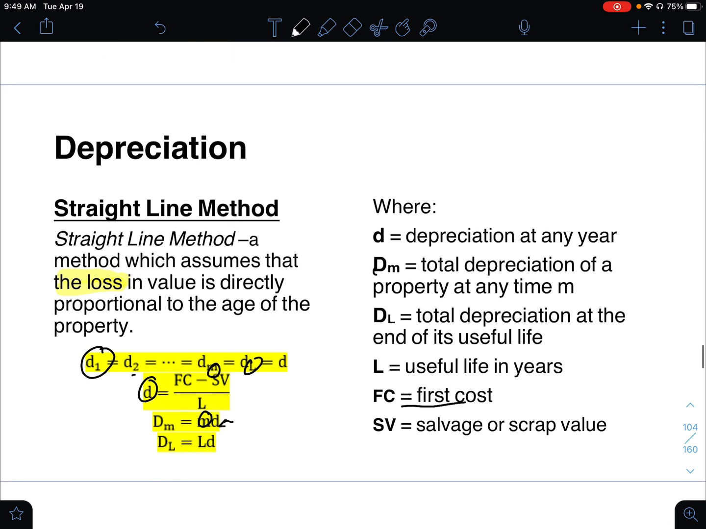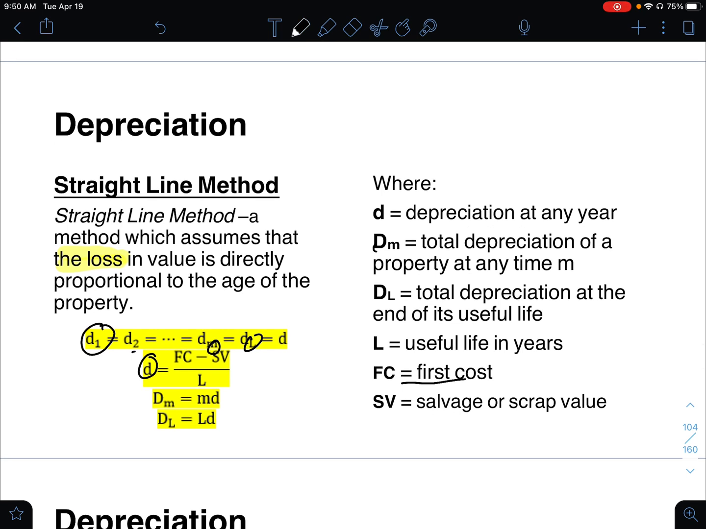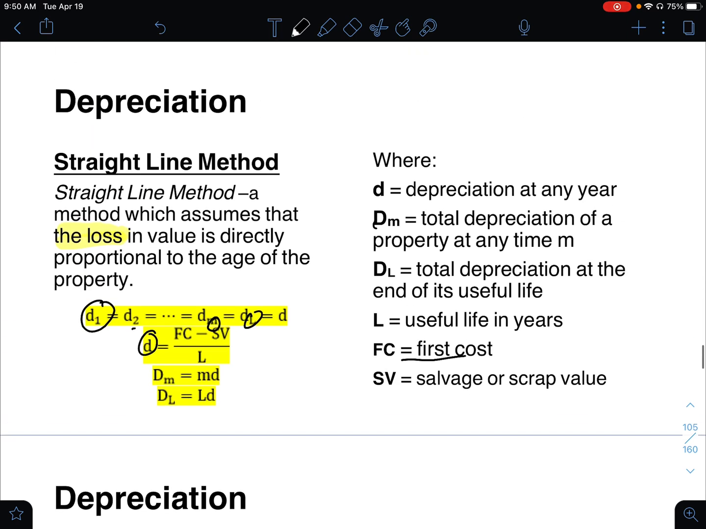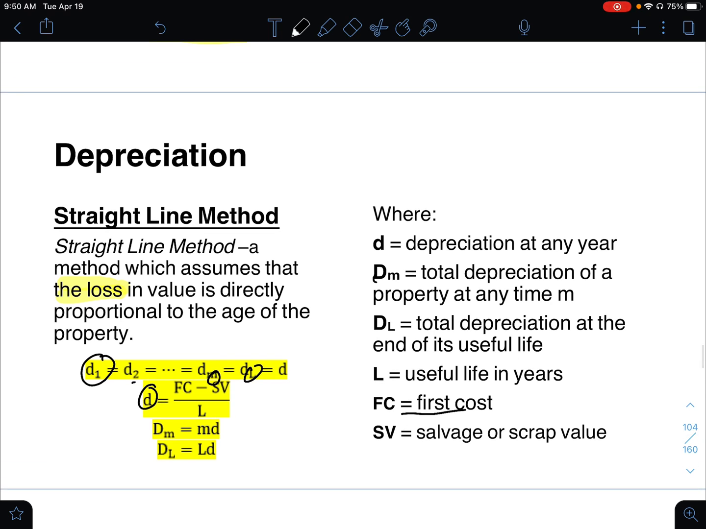Now we also have the DL. So DL, from the word L for useful life, is the total depreciation at the end of its useful life. L nato dira kung pila ka years na gamit or useful ang ato ang machine, product, or anything. And ang D nato diha, which is the depreciation at any year. So L nato is useful life in years. So mao na sila itong mga formulas that we really need to remember in straight line method.